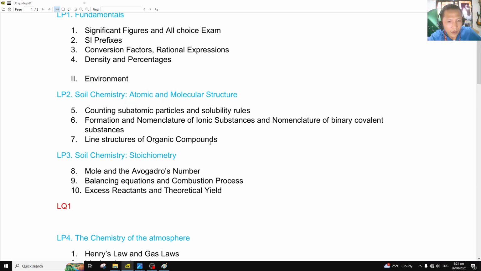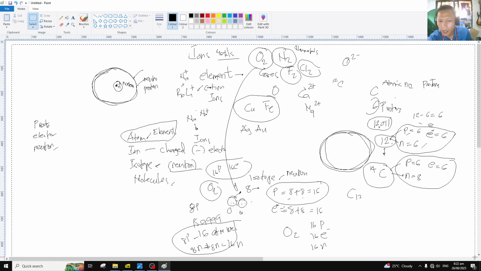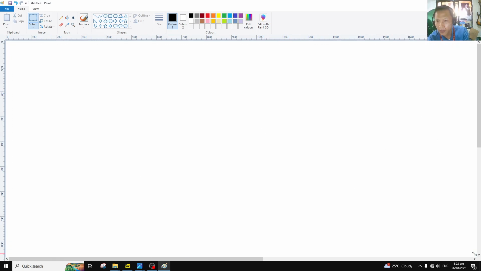Okay, another example. Again, counting subatomic particles and solubility rules. So that's just counting subatomic particles. Another example for this. Let's say we will count the subatomic particles of an ion, a certain ion.